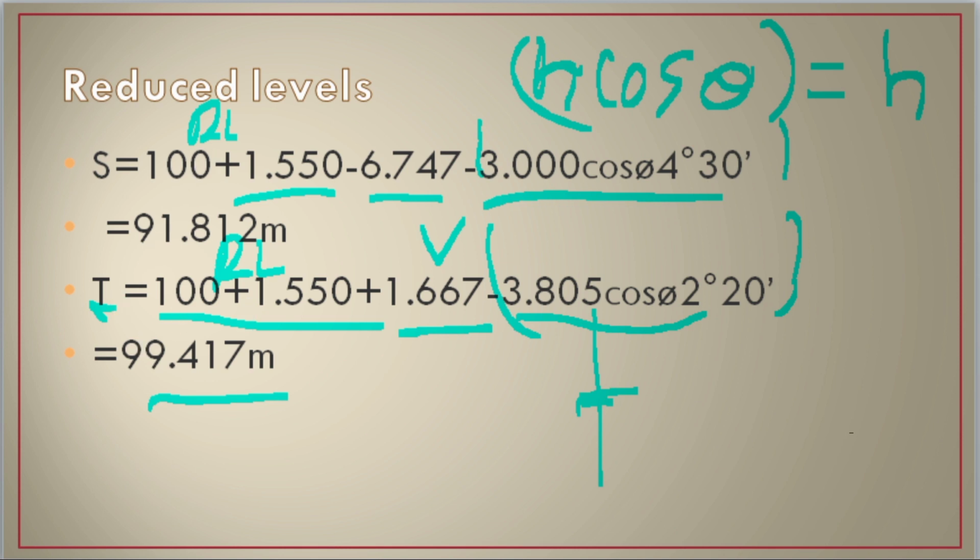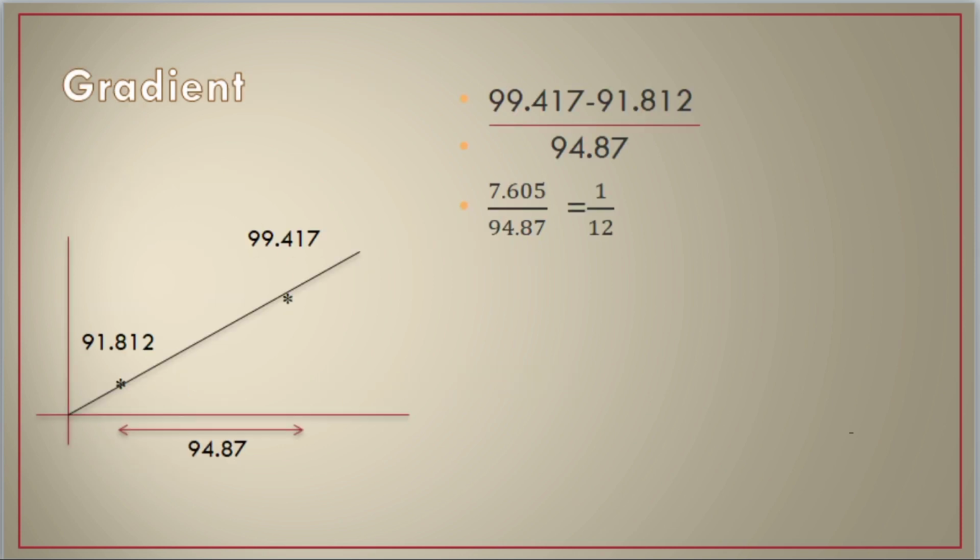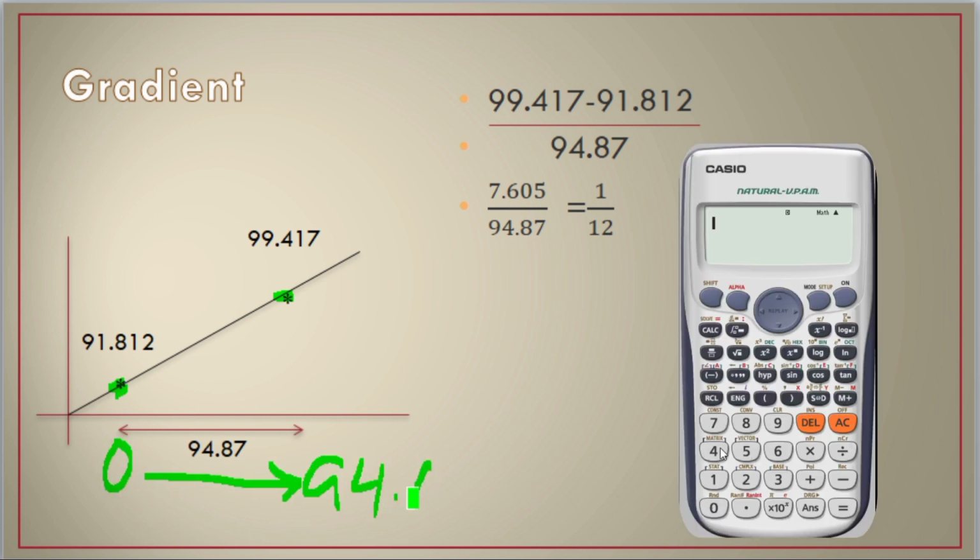Having done that, the last question is calculating the gradient. So we use the reduced levels, so the distance between those two reduced levels found on the y and the x axis. So on both these two axes, that's how we calculate the gradient. So the distance here is 94.87, so that is the distance there. So by subtracting that, it remains the same.